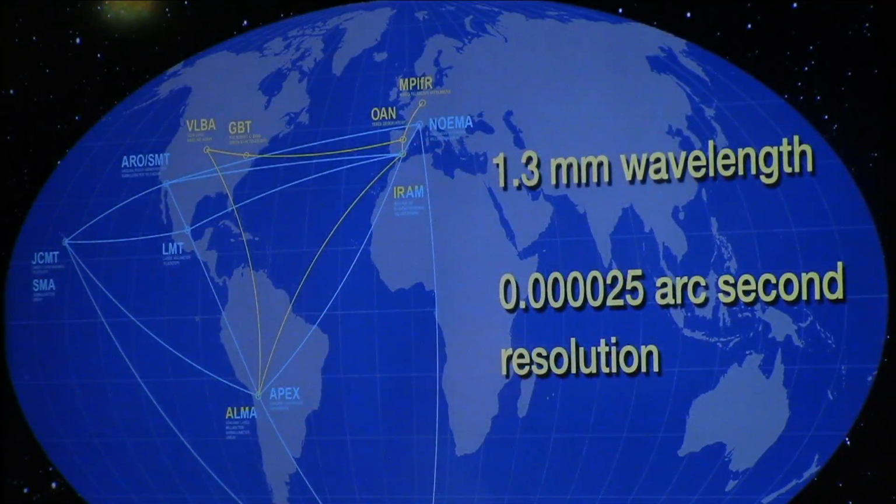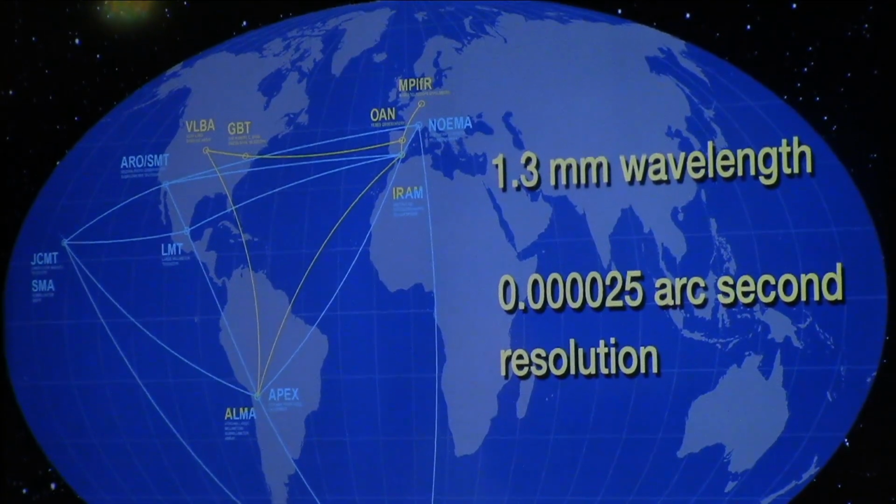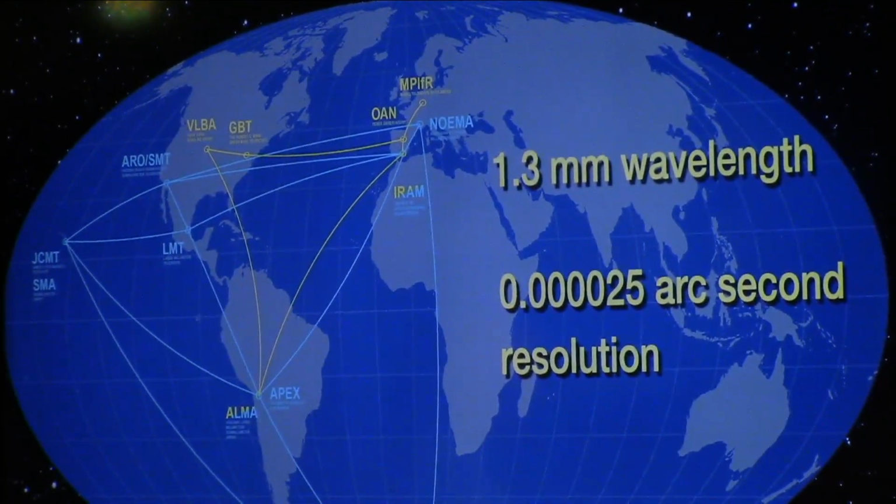And it was a direct result of a network of high precision millimeter wave telescopes all over the world. And so this map just shows you where they were able to find these radio telescopes that have the capability of making observations at millimeter wavelengths. In fact, it was done at 1.3 millimeter wavelengths.